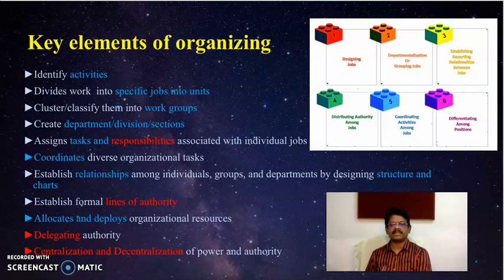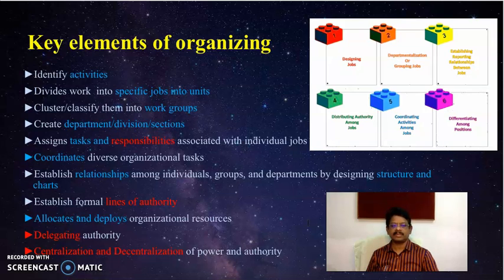Accordingly, we assign the tasks and responsibilities associated with the individual jobs, and at the same time we establish coordination activities and relationships among the individuals, groups and departments, designing the structure of the different activities in the organization as a chart. We also establish a formal line of authority; to each position we give authority, and at the same time they have the responsibility to accomplish the tasks. Then we allocate and deploy organizational resources among all the identified jobs, and we delegate authority to different positions.